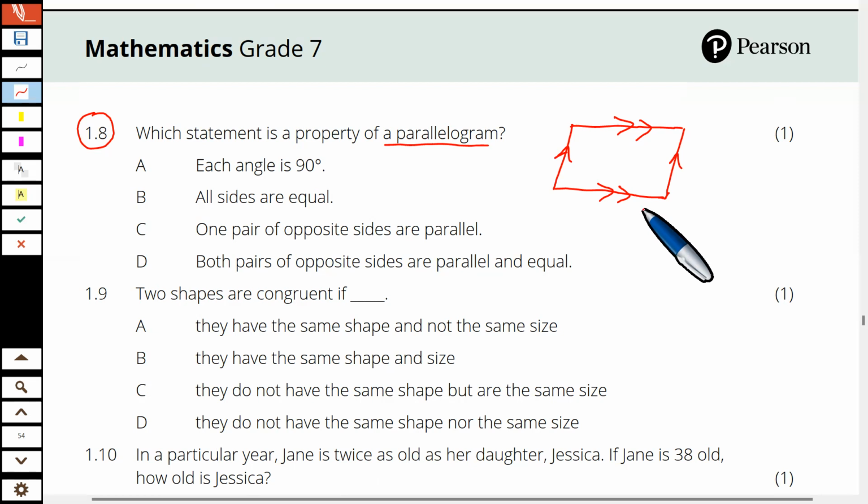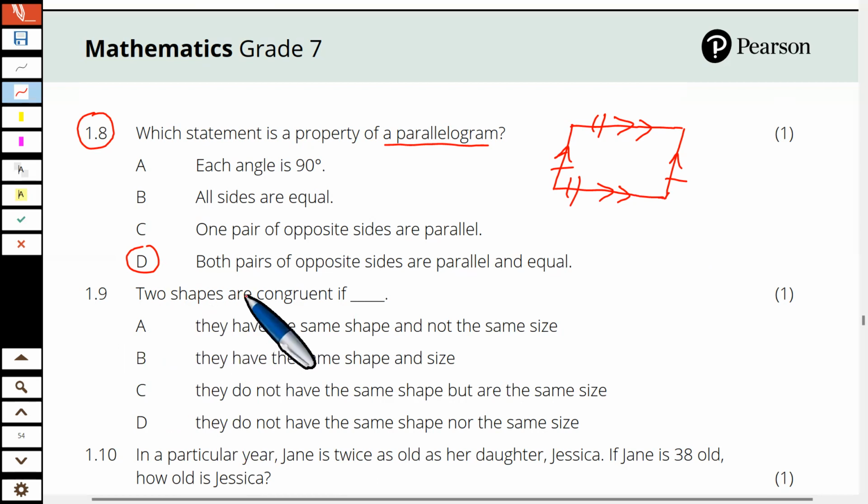Okay, let's look at 1.8. Which one do you think? Is it A, B, C, or D? D. Right, it is exactly this one here. So both pairs of opposite sides are parallel and equal. So these are parallel and equal, and these are parallel and equal. Like these are opposite, they're parallel and equal. These are also opposite, they're parallel, but they're also equal to each other.